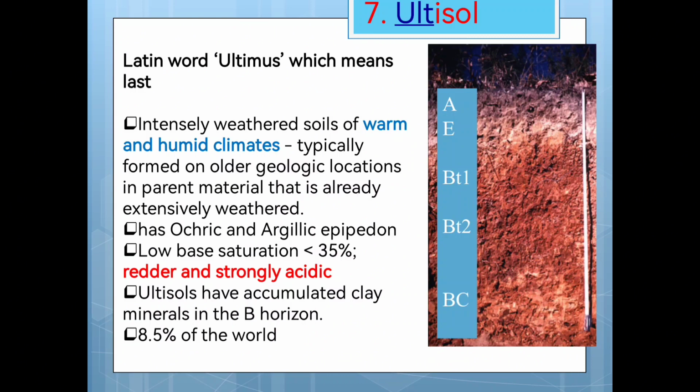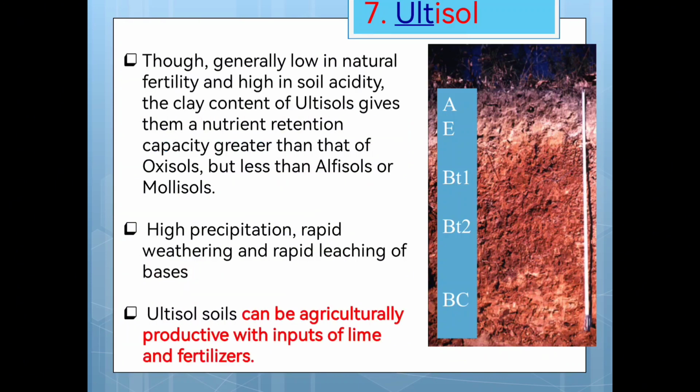And this consists 8.5% of the world's soils. Ultisol. Although generally low in natural fertility and high in soil acidity, the clay content of ultisols gives them a nutrient retention capacity greater than that of oxisols, but less than alfisols or mollisols.